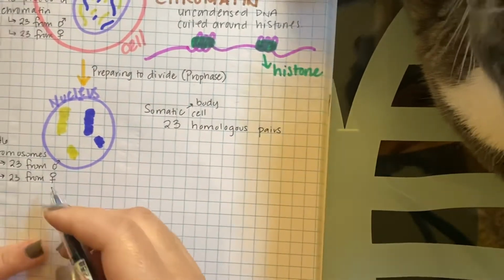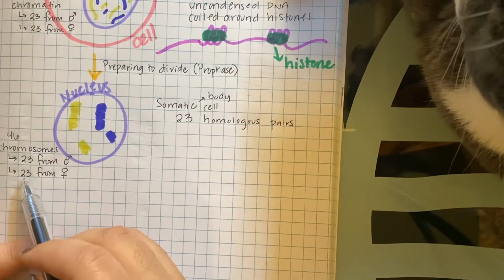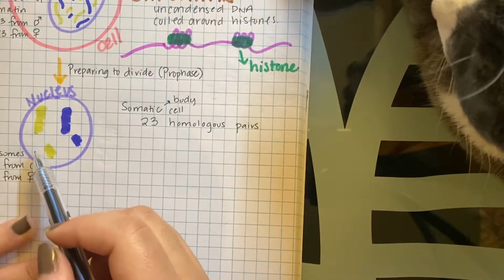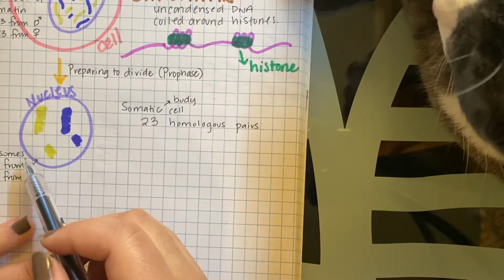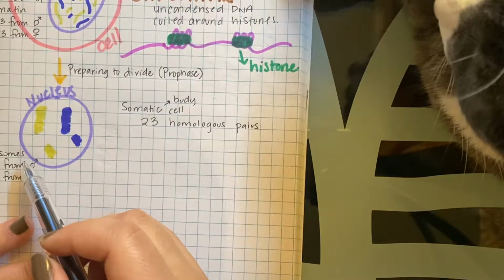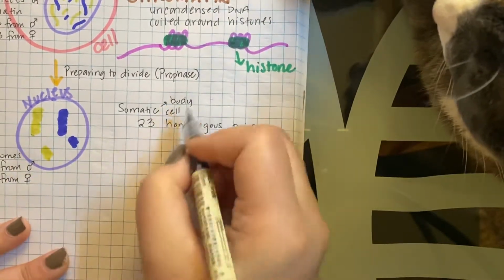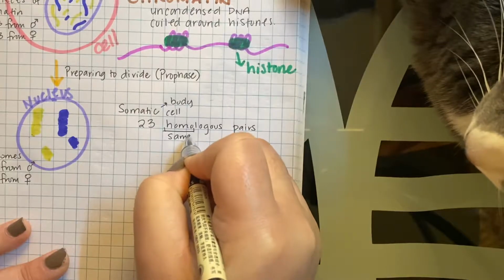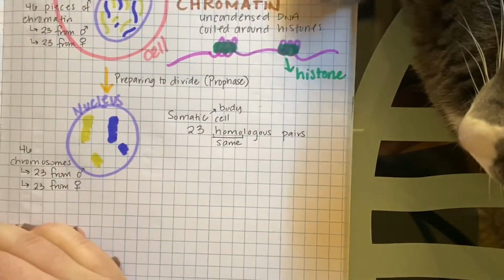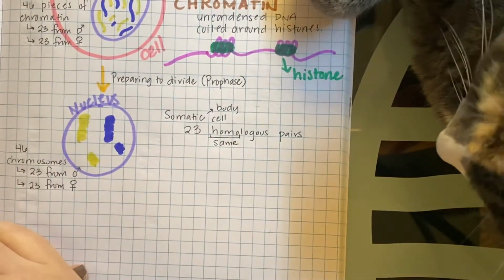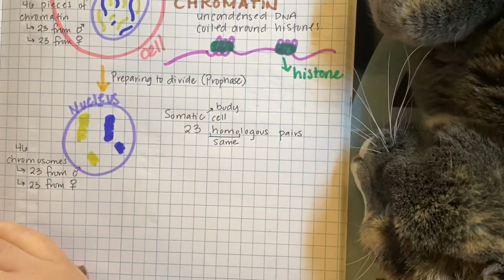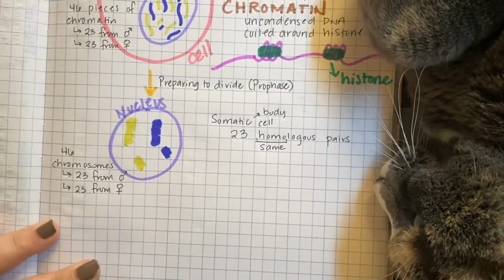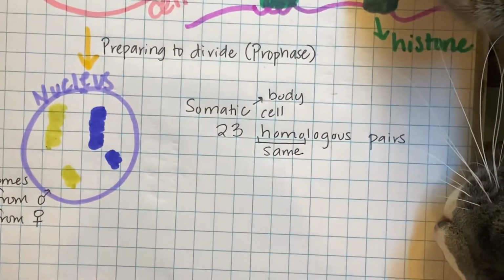Okay, so say you have 23 chromosomes from your father and 23 from your mother, and they're paired up in pairs. The pairs are called homologs. Remember, homo means same. So a homologous pair of chromosomes are chromosomes that code for the same genes. They might not carry the same physical characteristic, but they carry the same gene.